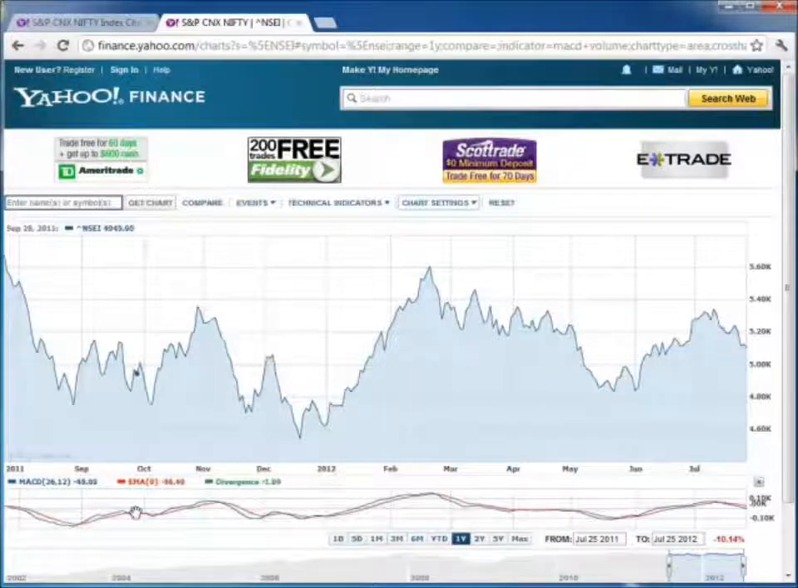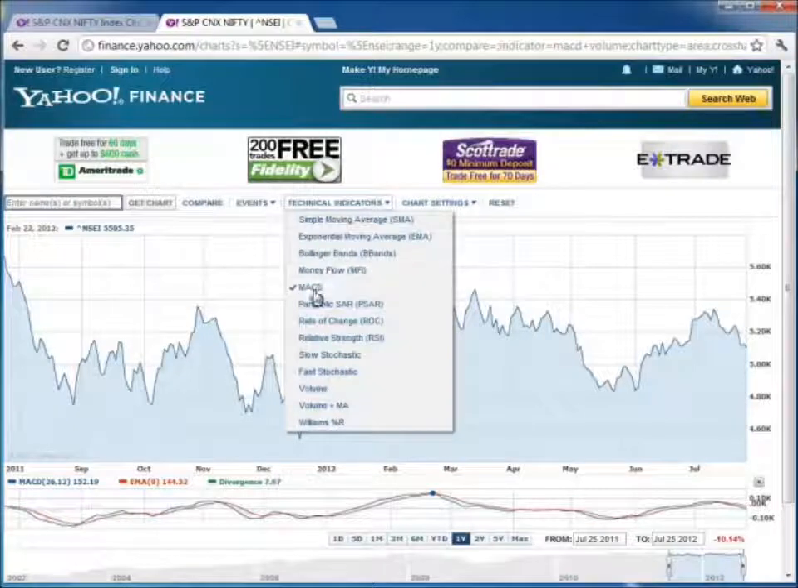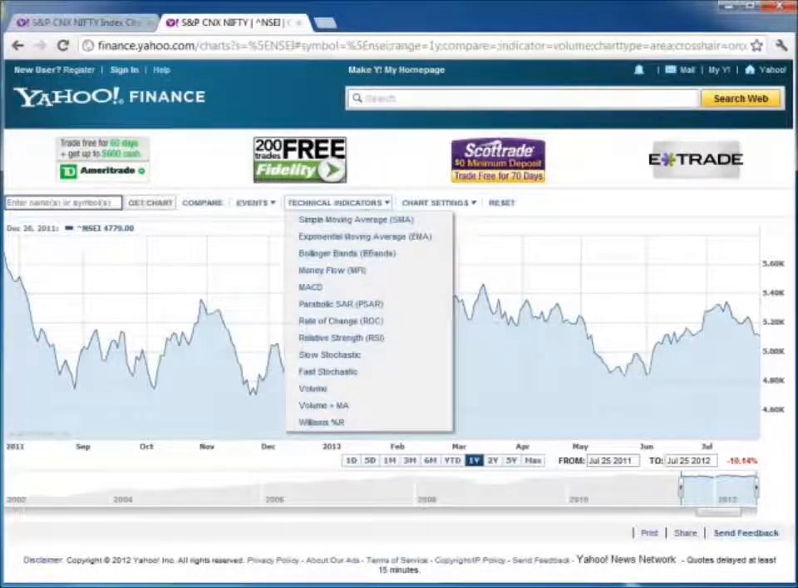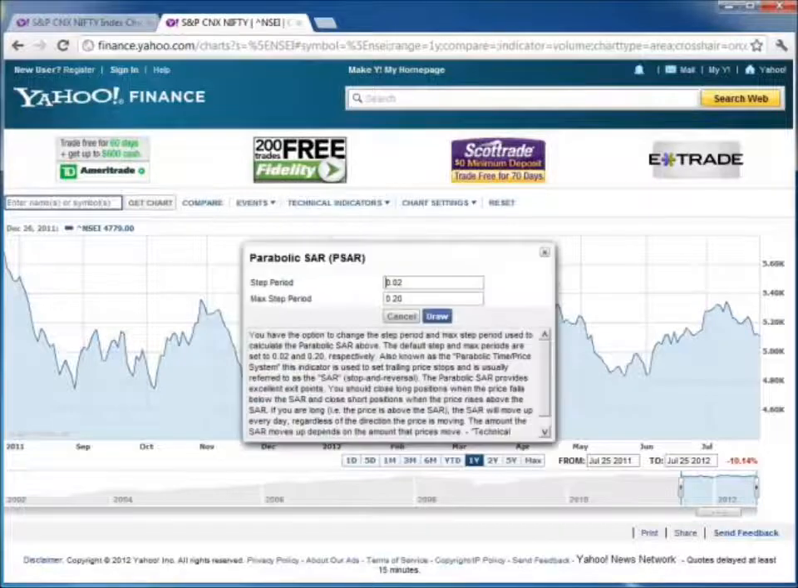So we still have these MACD indicators here. I'm just going to take those out. So I'll go to technical indicators, click on MACD and remove. So we start with a clean chart again. Now, if you go to technical indicators, you will see the parabolic SAR over here.